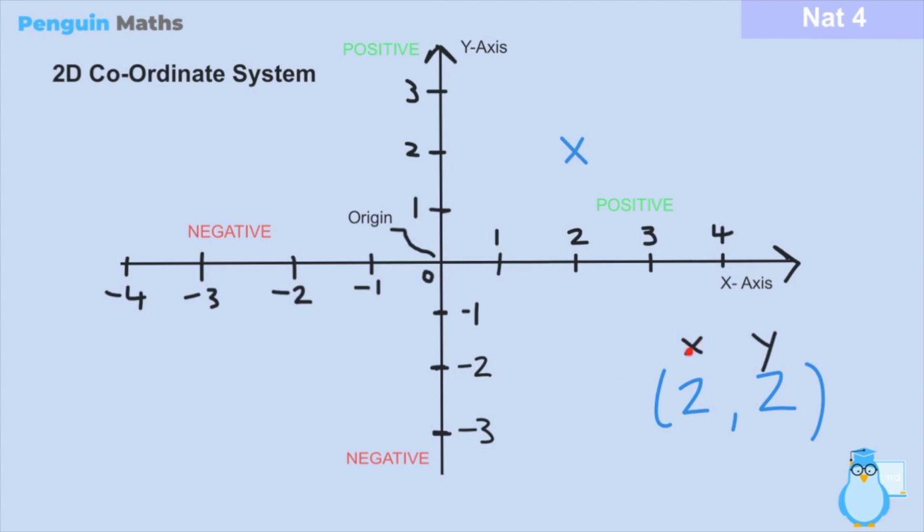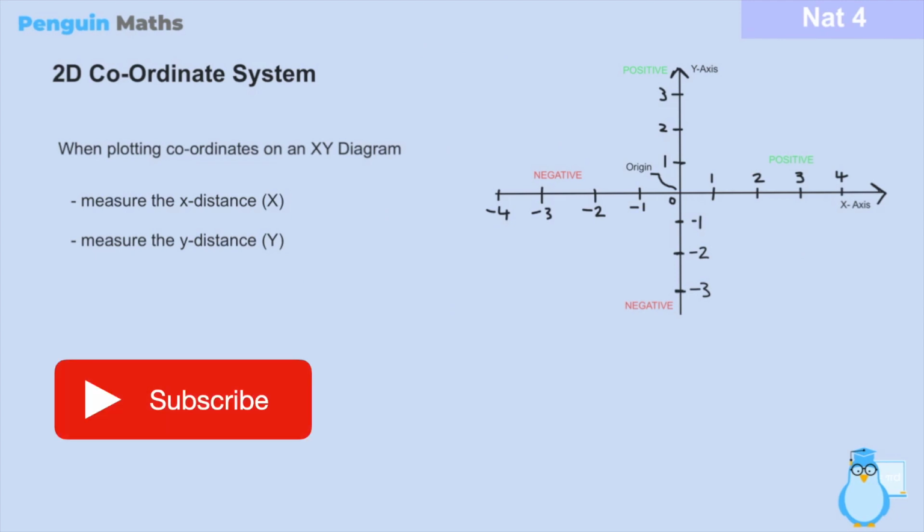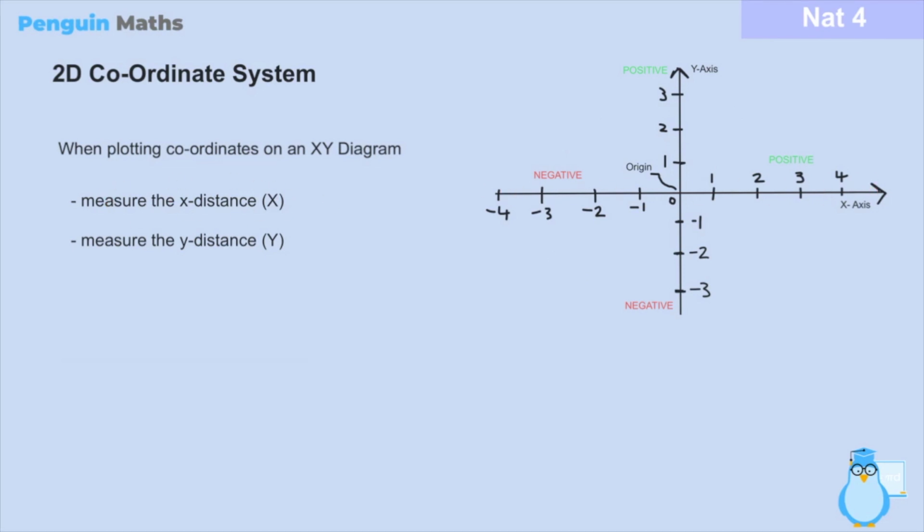The first number represents the distance along the x-axis, so 2, and then the second one represents the y distance, 2 again. So to summarise that a little bit, when we want to plot points on an xy diagram such as this one, we want to first measure the x distance of the point, so along this axis, and then the y distance, so along the vertical axis going up and down. And then once we've done that, we can write out the coordinate in the form of x, y, so the x distance and then the y distance, so the x first and then the y.